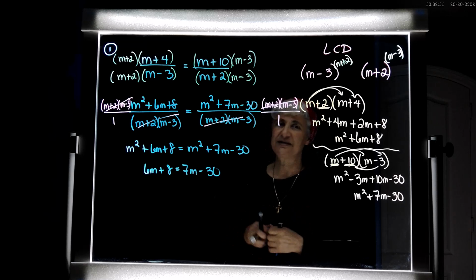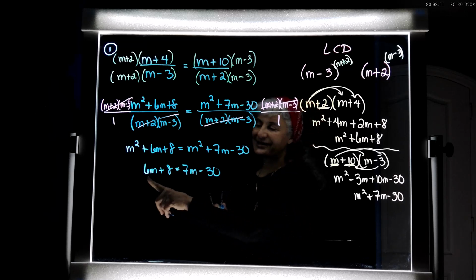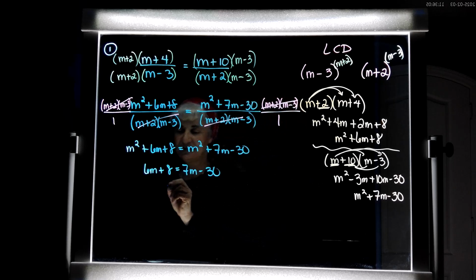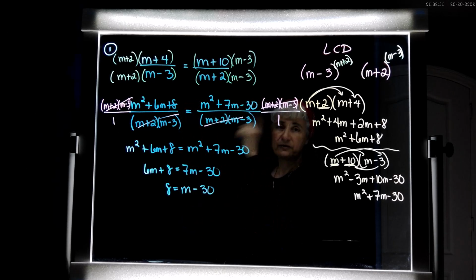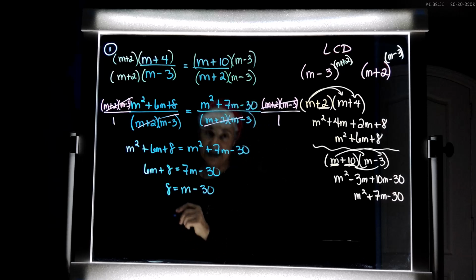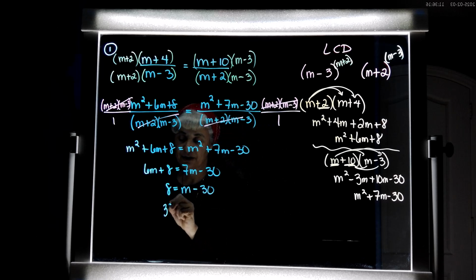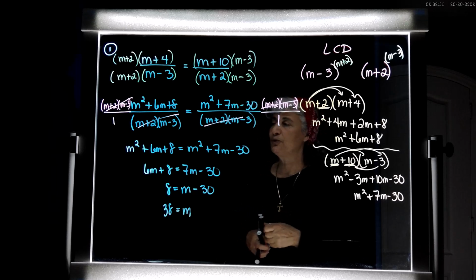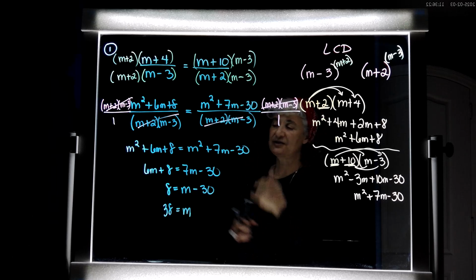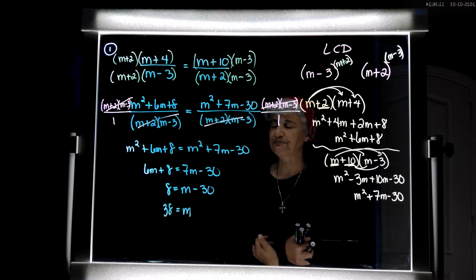So get the m's on the same side. I'm going to subtract 6m from both sides. So I'm going to get 8 equals m minus 30. Agreed? And then I'm going to move the 30 to the left by adding. So I'll get 38 equals m. Wow, really nice problem once we got the common denominators and started collecting like terms, right?